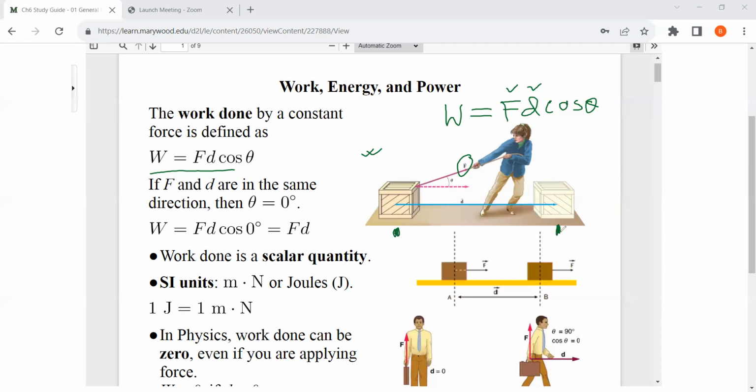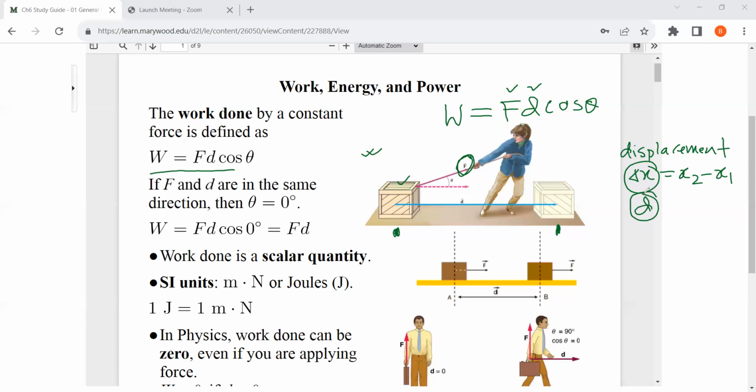As you know, in chapter 2 you learned about displacement, and displacement delta x was final position minus initial position. Here you see that there is a change in position, that means we have some displacement. In this chapter we are not using delta x for the displacement, we are using d. By applying this force F on this box, she changes the position of this box by this.